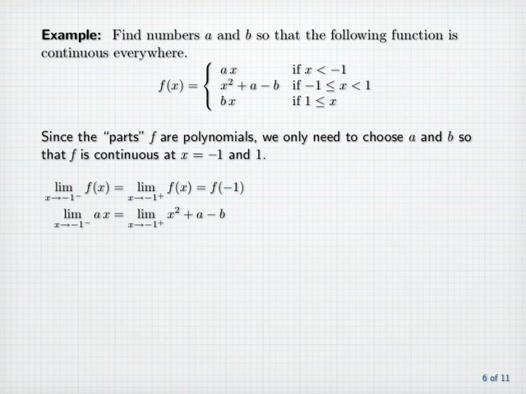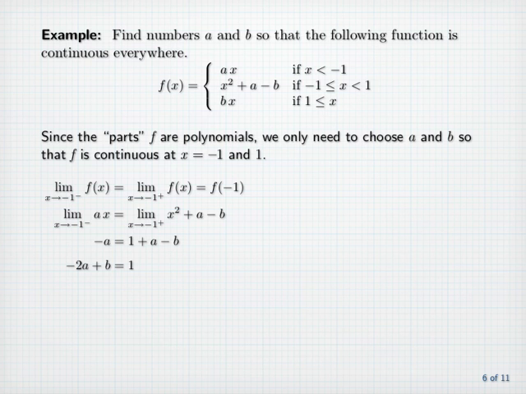The limit as x approaches minus 1 from the left of ax is equal to minus a, and the limit as x approaches minus 1 from the right of x squared plus a minus b is equal to 1 plus a minus b. Notice that the value of the function at minus 1 is also 1 plus a minus b, so we automatically have the right-sided limit equaling the function value here. So we have an equation involving a and b. Minus 2a plus b equals 1.